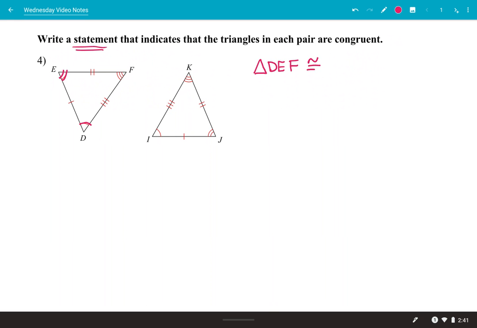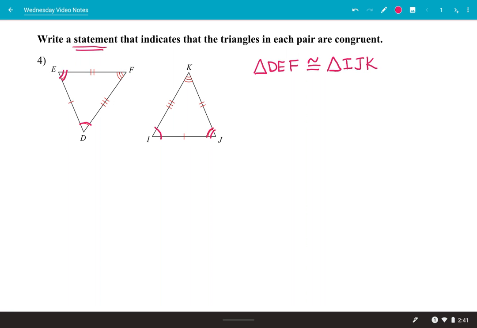And we're going to do a little equal sign with a squiggly line. That means congruent. Congruent is the same as equal, except that we use equal when we know its actual measurement. If we don't know its measurement, we're going to say congruent. And D was 1 arc, so we have to do I. 2 arcs is J. 3 is K.